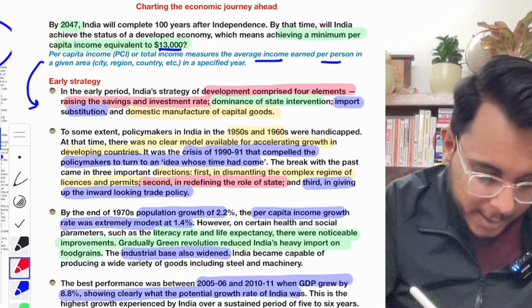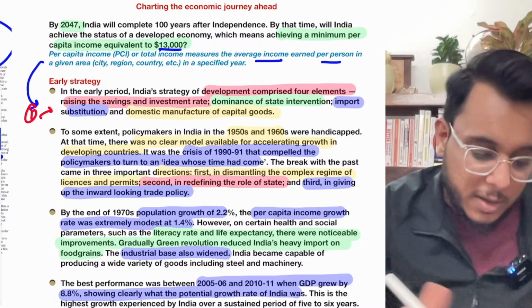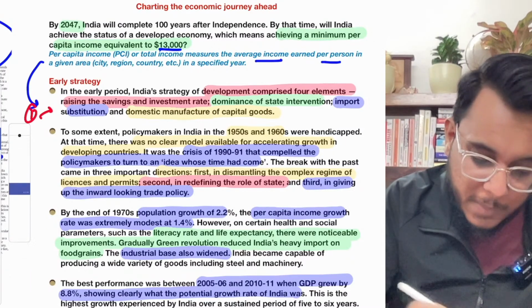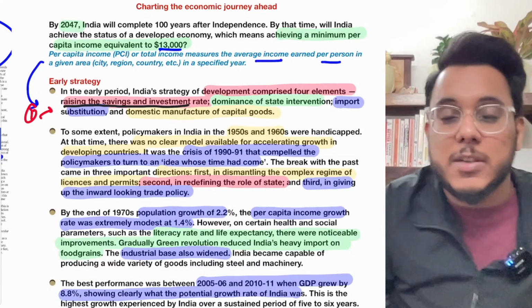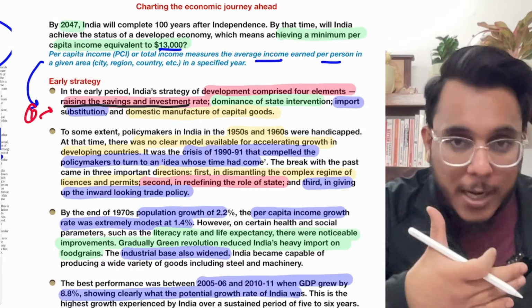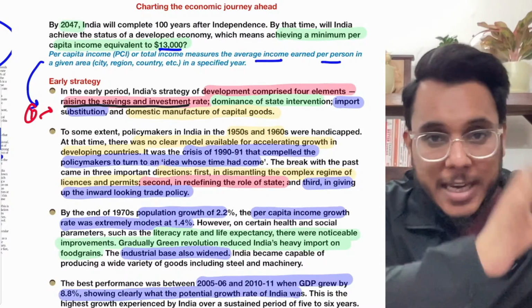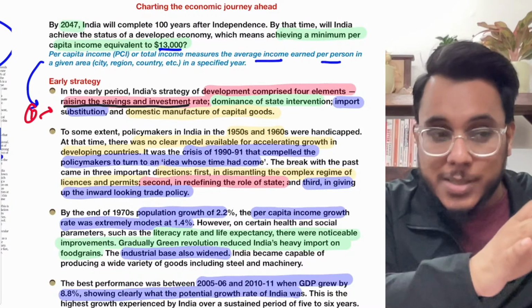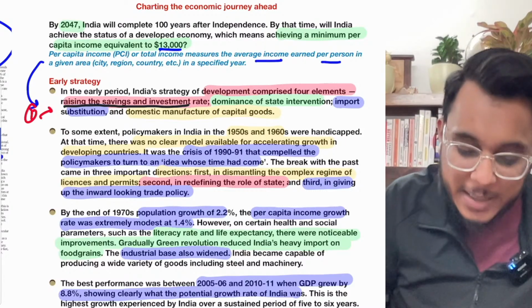First of all, the article is talking about the strategy that the government has taken up till now. Now first of all, in the early years, what strategy did the government take? First of all, the government focused on raising the saving and the investment rate. You see, if we save more, we put that money in the bank, we put that money into the FD. With that money, the banks can give loans to the entrepreneurs, to the industrialists, and that will bring economic growth. So the saving rate and investment rate are to be increased.